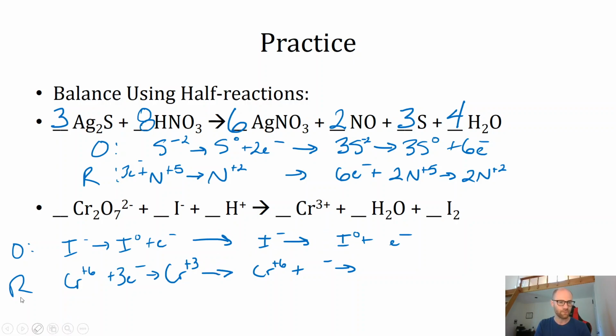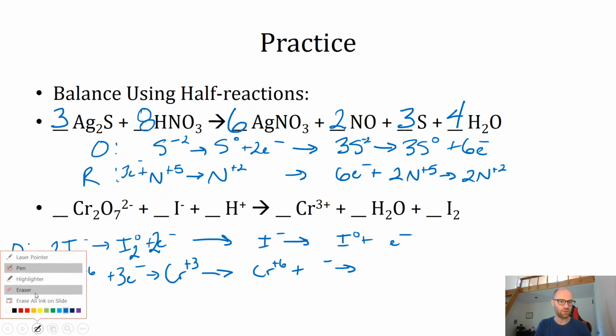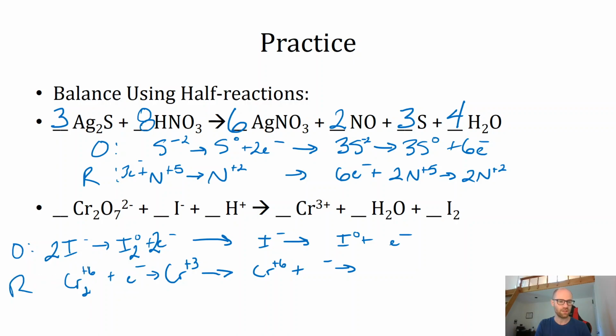Okay. So instead, here's what I'm going to do. I'm going to write an I2. I'm going to put 2I minus, and that needs 2 electrons. I'm going to say that there's 2 of these plus 12. I'm going to need 6 electrons, and it's going to make 2 of those. Now we've got our good half reactions.